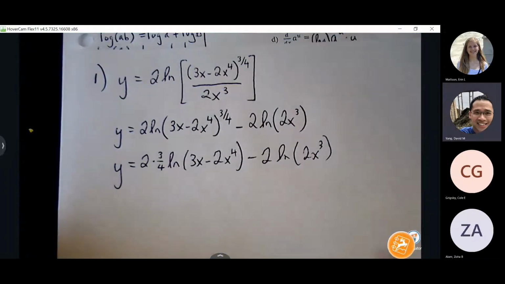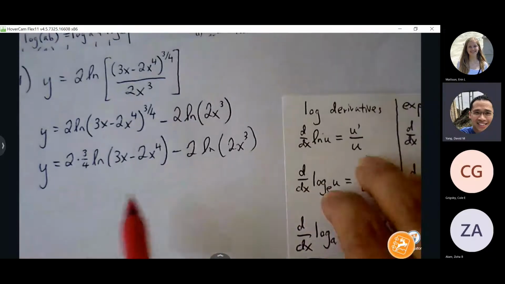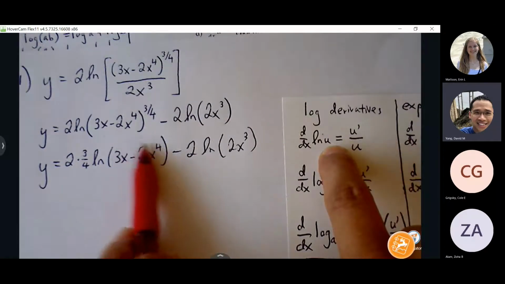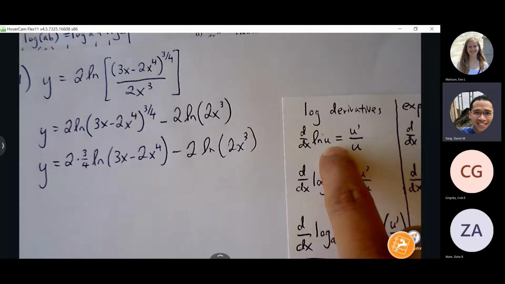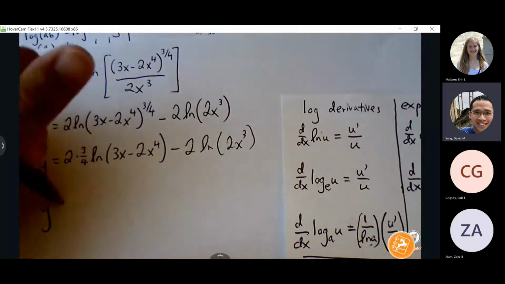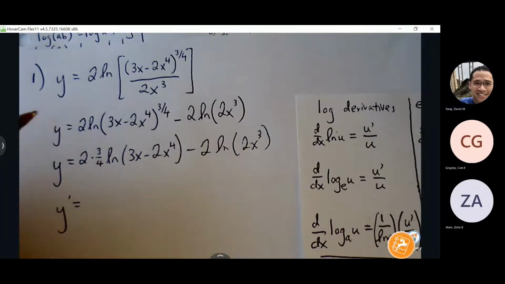Okay, so now I can jump into my derivative rule. So my derivative rule for natural log is u prime over u. My u value is basically whatever's inside my natural log expression. So basically everything inside the parentheses is my u value. Okay. And then anything in front is just going to hang out in front. So y prime equals, the coefficient is going to stay. I can reduce this to be 6/4 or 3/2.